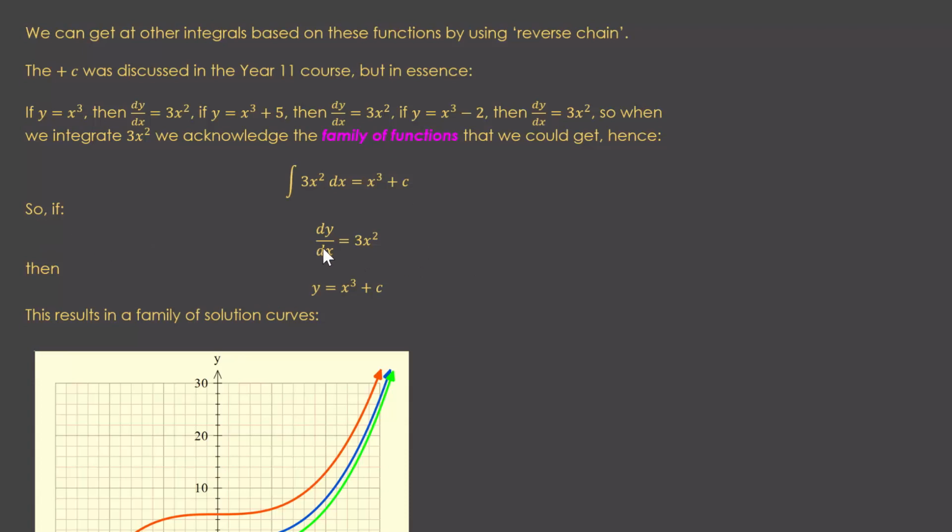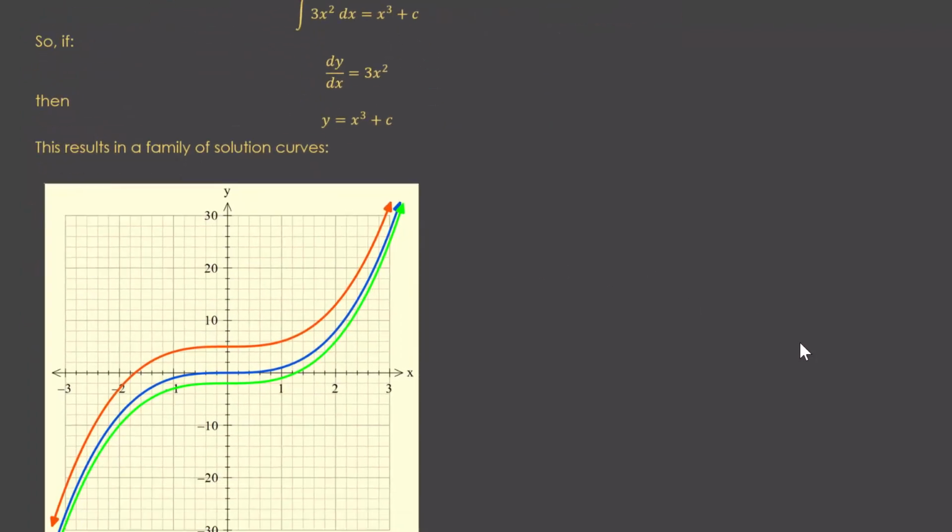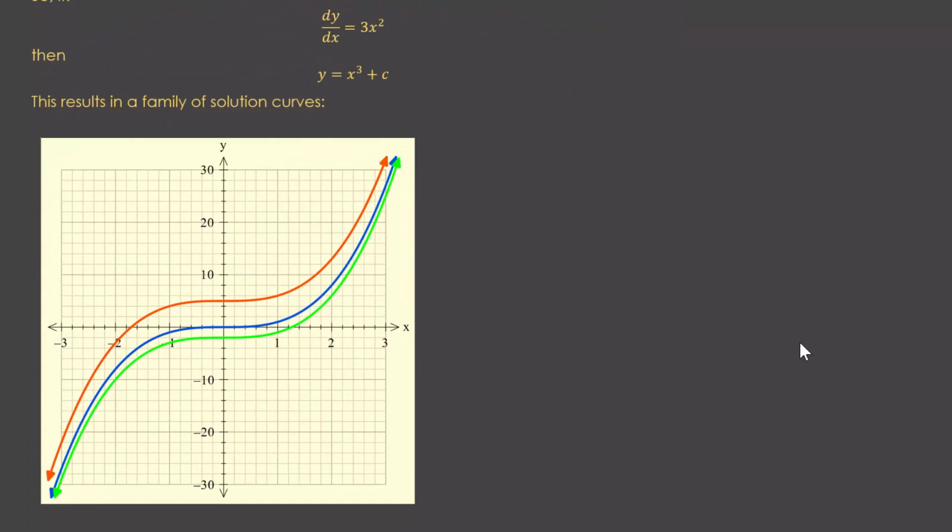So if dy dx is 3x squared, it follows that y is x cubed plus a constant, which results in a family of solution curves. Essentially, our c could be anywhere from negative infinity to infinity, which gives us an infinite number of solution curves. They'll all be the same shape as x cubed, and indeed x cubed is the one that goes through the origin here, the one in blue.